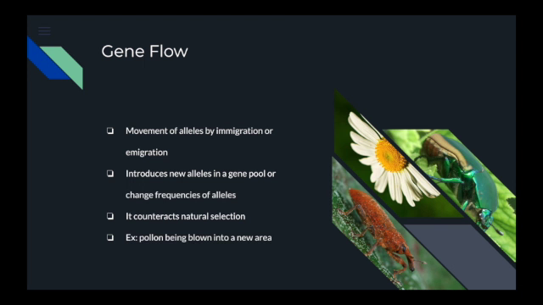Gene flow is the movement of alleles into or out of a population. It's called immigration or emigration. Gene flow can introduce new alleles into a gene pool or can change allele frequencies. The overall effect of gene flow is to counteract natural selection by creating fewer differences between populations. An example is plant pollen being blown into a new area. Some individuals from a population of brown beetles might have joined a population of green beetles. That would make the genes for brown beetles more frequent in the green beetle population.